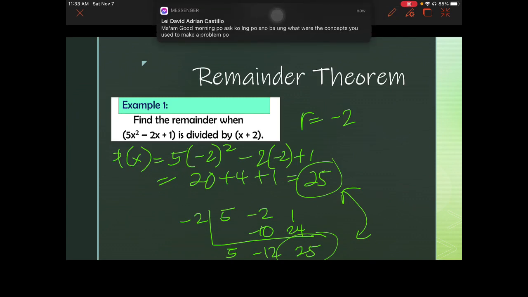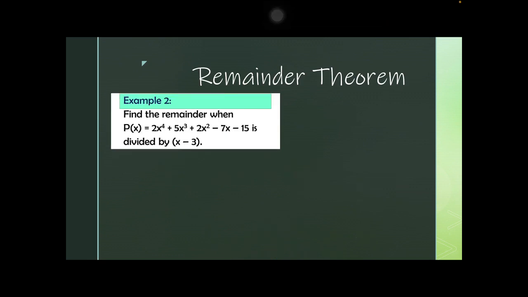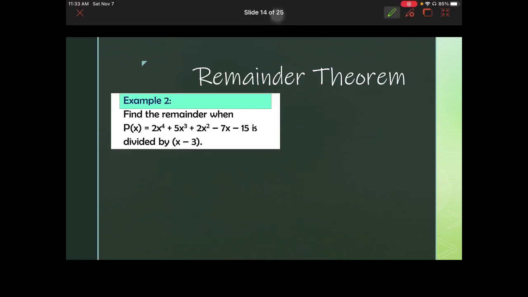Let's have another example. Find the remainder when p sub x, 2x to the fourth plus 5x cubed plus 2x squared minus 7x minus 15 is divided by x minus 3. So, i-identify po muna natin ulit ang ating r. Since it is minus 3, we will get positive 3. And then, let us substitute.